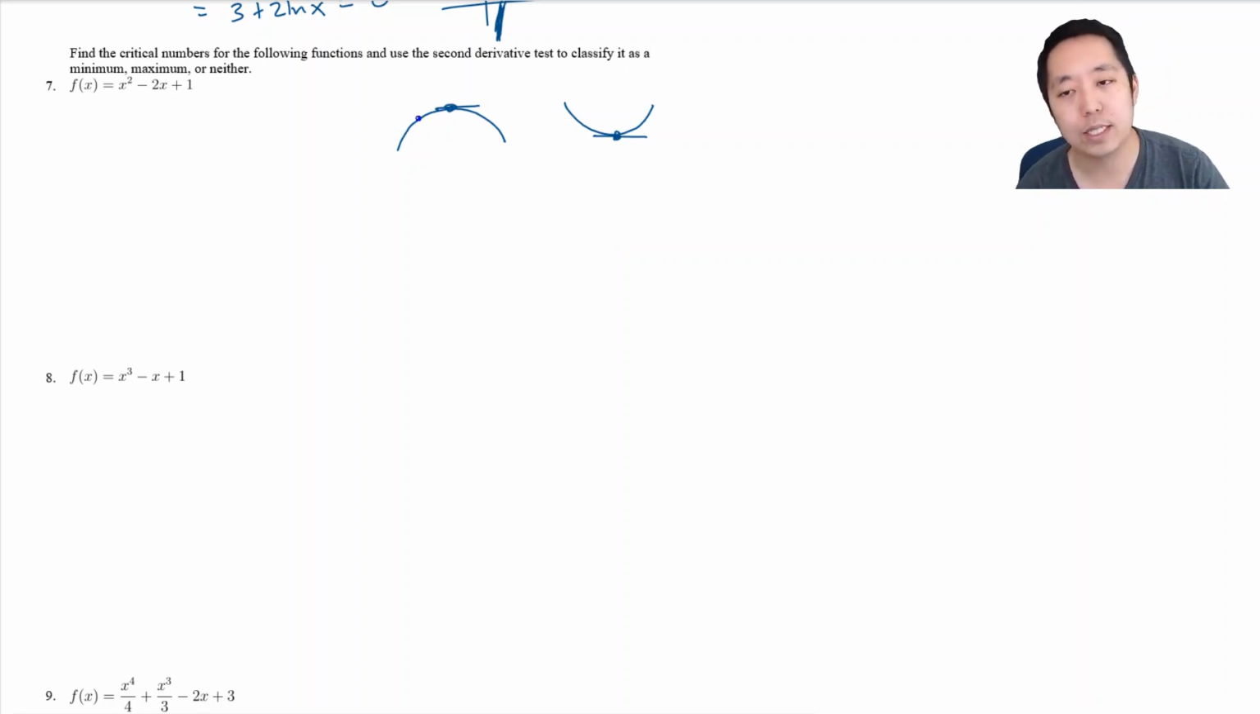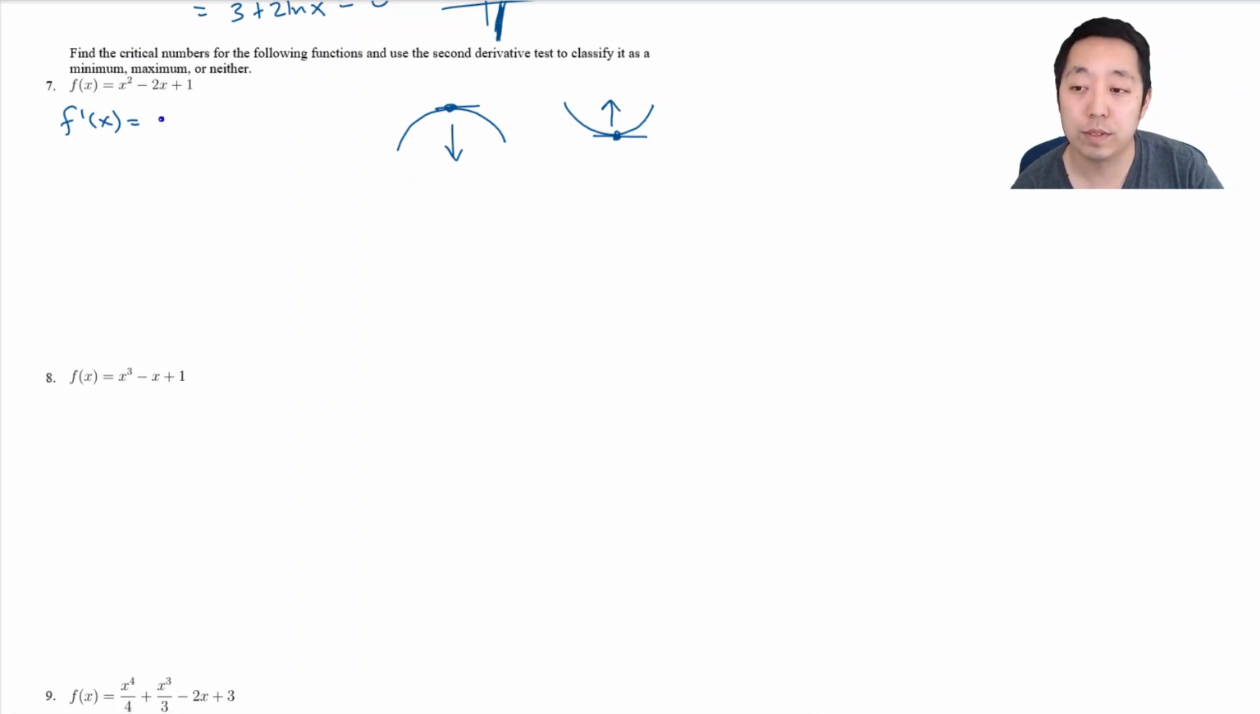But rather than doing a sign test, which is whether or not it goes from positive to negative or negative to positive, I can look at the second derivative and say, well, if it's concave down and it's a critical number, it must be a maximum. And if it's a critical number and it's concave up, then it's a minimum. Okay, so first I want to find critical numbers.